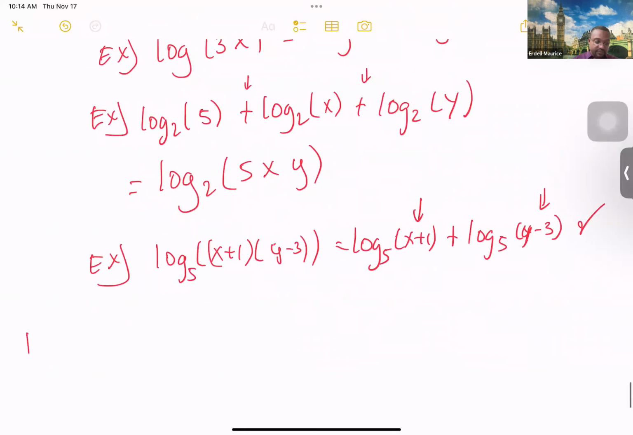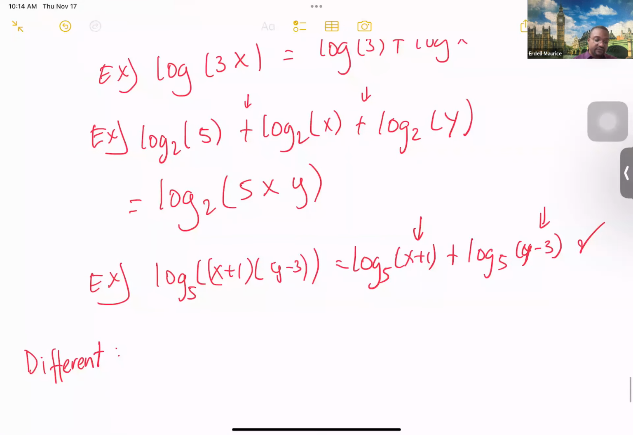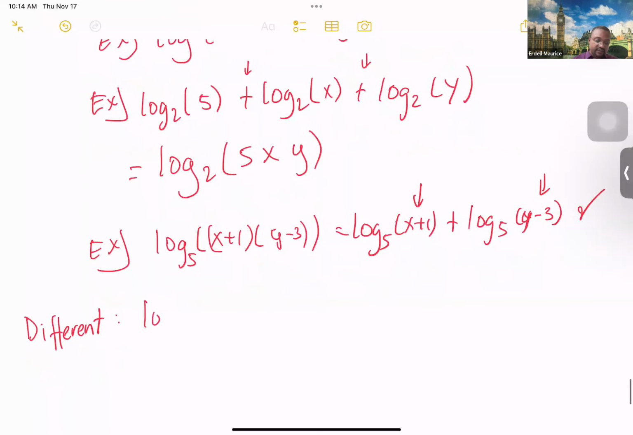The difference property is exactly the sum property, but in reverse. So if I have log of any base of x divided by y, then this is going to be log of x minus log of y, where anything that's in the denominator of the log splits out to become a negative log. Okay.